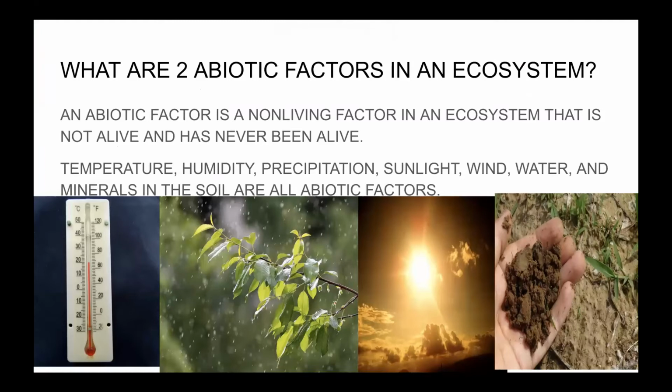Those are called abiotic. A means without, bio means life. So these are the factors in an ecosystem that are not alive and have never been alive. And those include a huge amount of factors, but some of the really big ones are things like temperature, humidity, precipitation, sunlight, wind, water, and minerals in the soil. All of these things are abiotic factors. So any two of those would answer the question of what are two abiotic factors in an ecosystem.